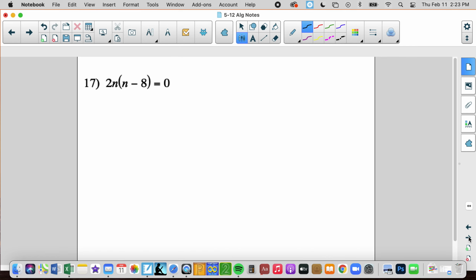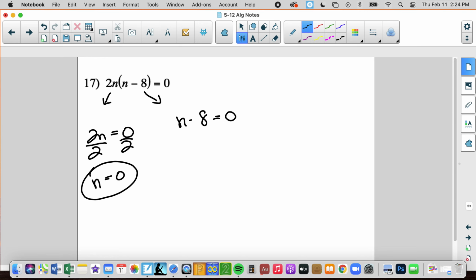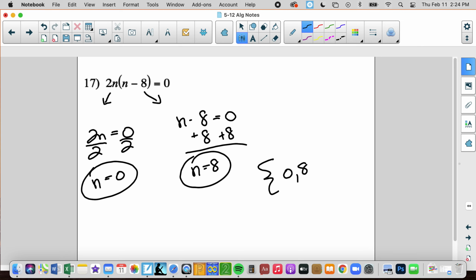This one, a little bit different in the sense that there's a coefficient in front of the variable. But we still have two boxes. And we're going to still set each box equal to 0. So 2n equals 0. We're going to divide by 2. Isolate the variable. 0 divided by 2 is 0. We're going to add 8. N equals 8. And so my solution set is 0, 8.